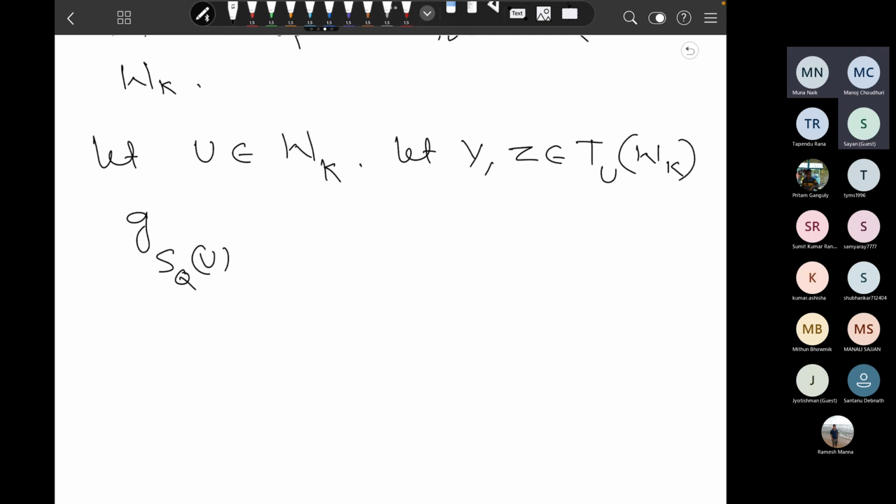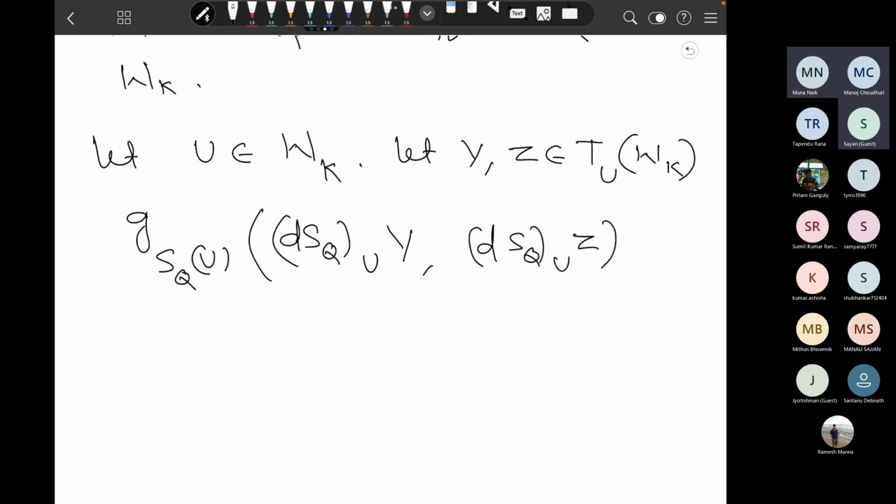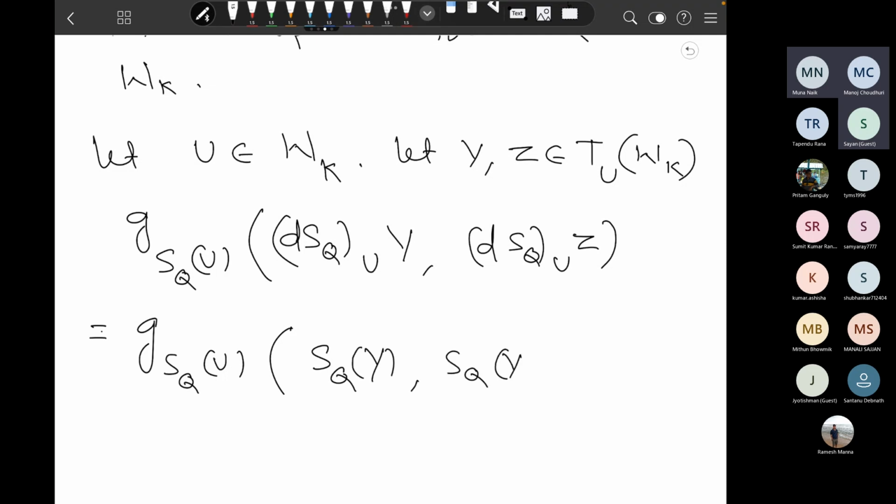So g of SQ u and D SQ at the point u, y, z. Okay, so this I have to really find. Now you use this fact that SQ is a linear map. So that is really SQ of y, and this is really SQ of z.